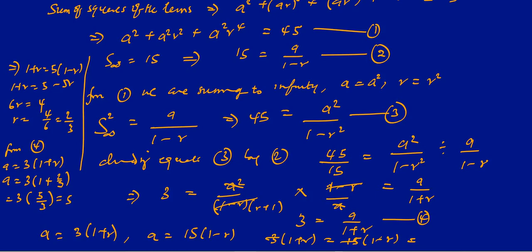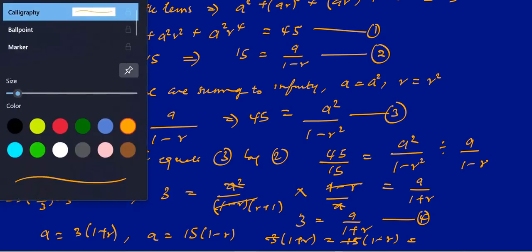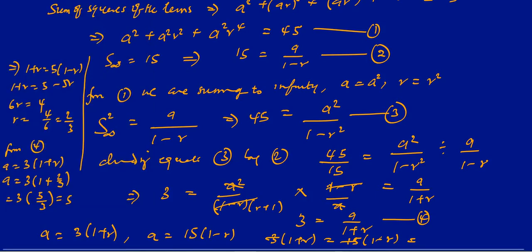So in conclusion, A is equal to 5 and R is equal to 2 over 3. Thank you.